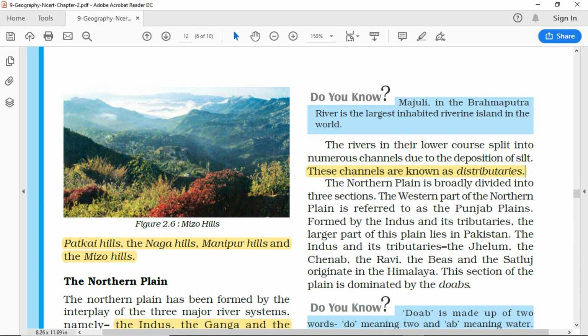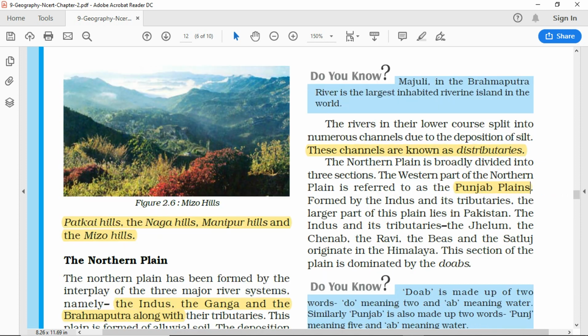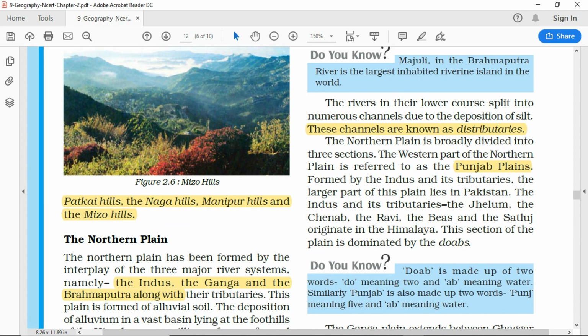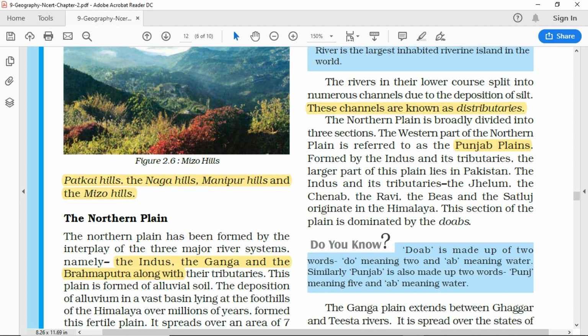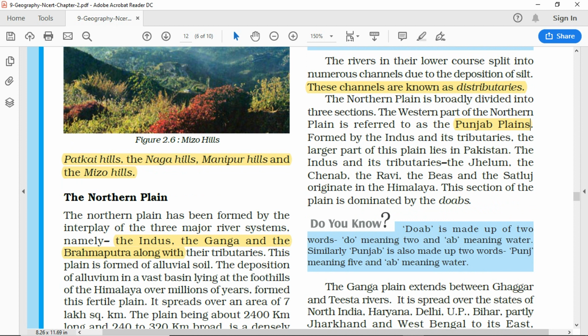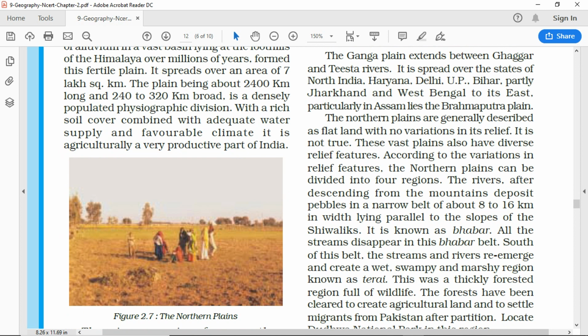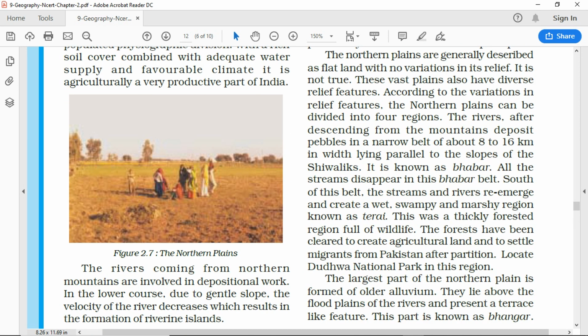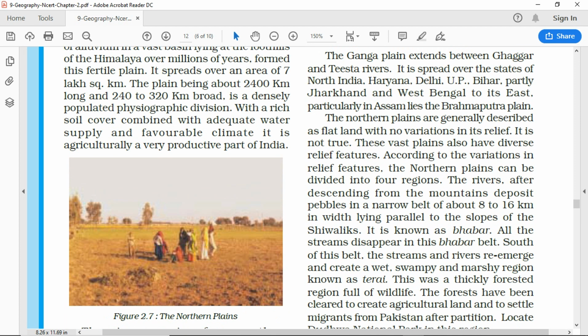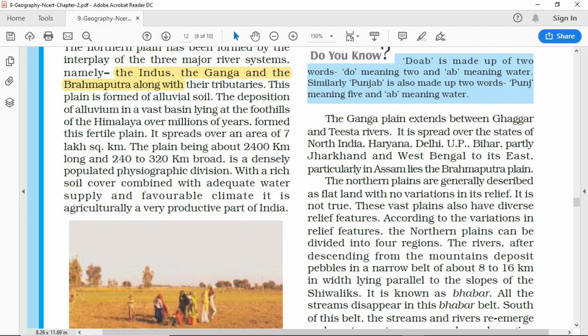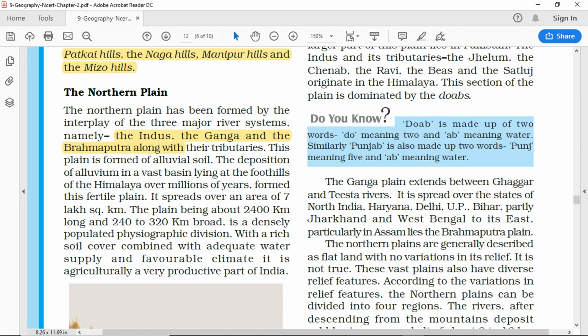The western part of the northern plain is referred to as the Punjab Plains, formed by the Indus and its tributaries. The larger part of this plain lies in Pakistan. The Indus and its tributaries, the Jhelum, the Chenab, the Ravi, the Beas and the Satluj, originate in the Himalaya. This section of the plain is dominated by the Doabs. Figure 2.7, the Northern Plains. Majuli, in the Brahmaputra River, is the largest inhabited riverine island in the world. Figure 2.6, Mizo Hills.